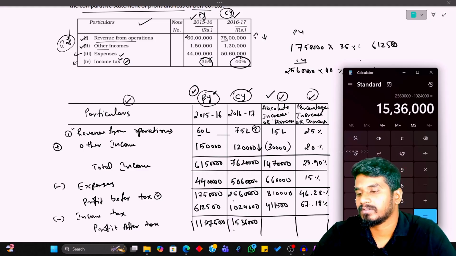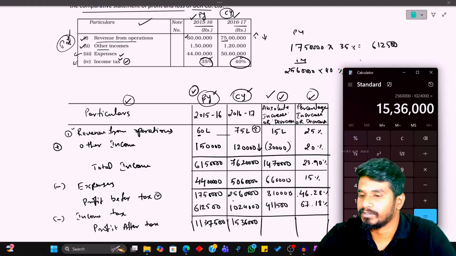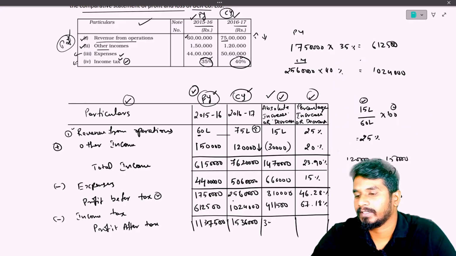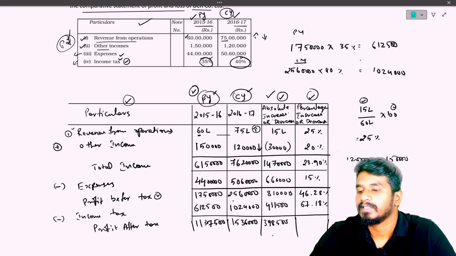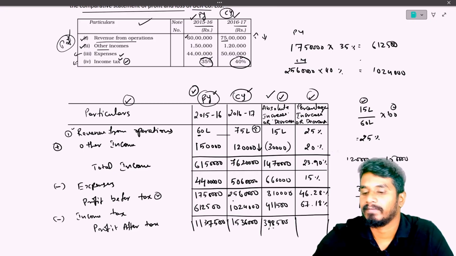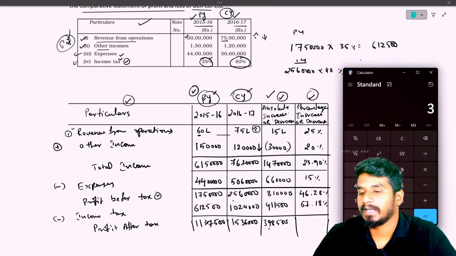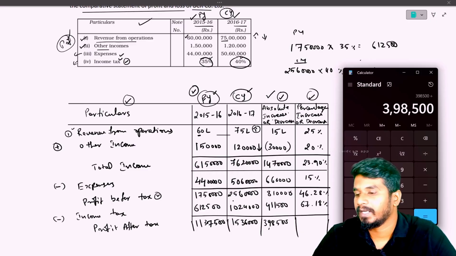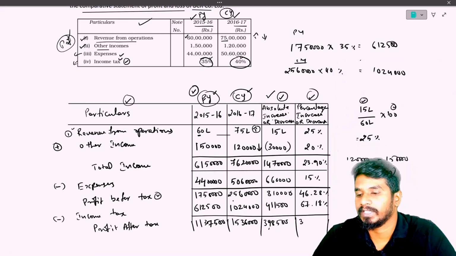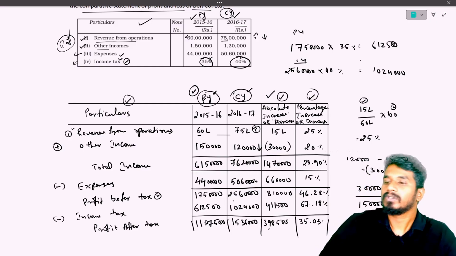Now you need to minus this also, or we can find out what is the change, right? 15 lakh 36,000 minus 11 lakh 37,500. If you do that, 3,98,500 is the change. Now you need to find out the percentage. So 3,98,500 divided by 11 lakh 37,500 into 100. We'll get the percentage of 35.03.